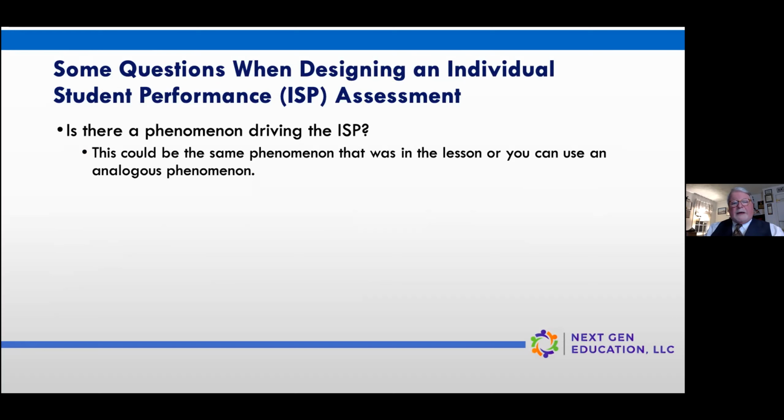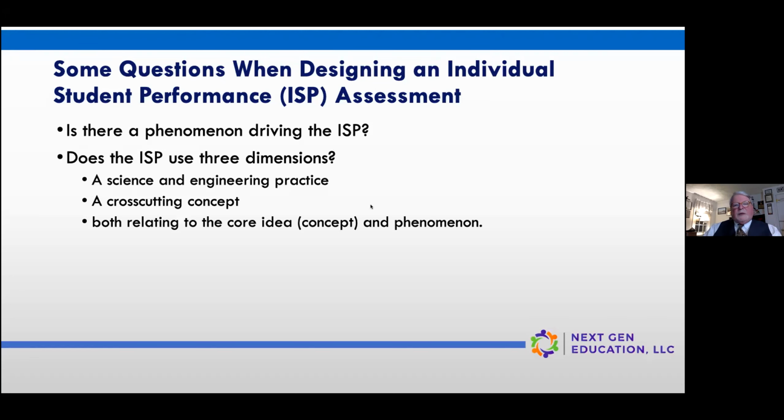Think about what I asked you to review. When you're designing an individual student performance, there are three questions you should ask. First, you should be able to have the same phenomenon as the lesson for that particular individual student performance, or you can use an analogous phenomenon. For those of you who don't know, if you're studying condensation, the analogous phenomenon might be cloud formation. It's the same concept, but just a little bit different. On the simpler side, use the same phenomenon as the lesson.